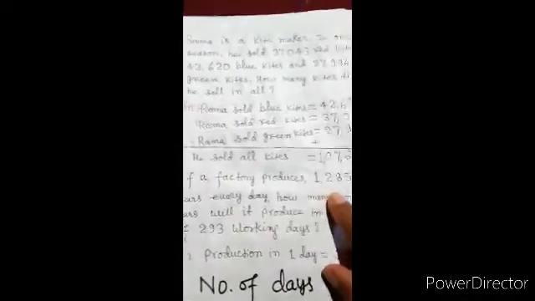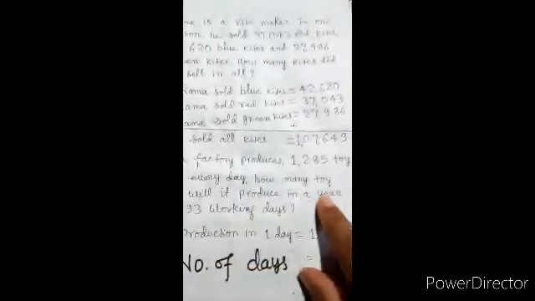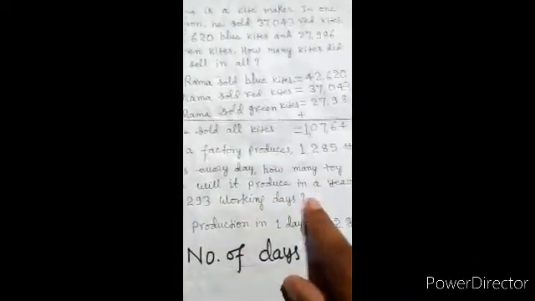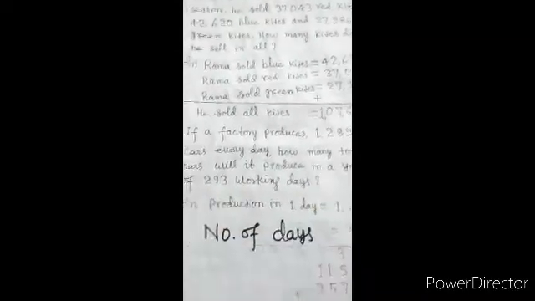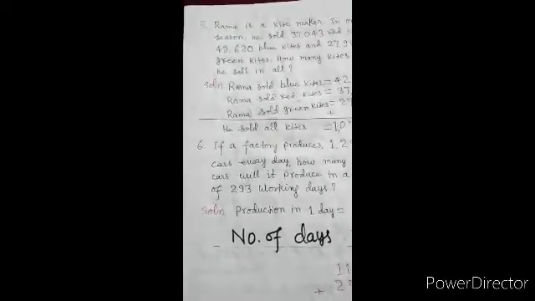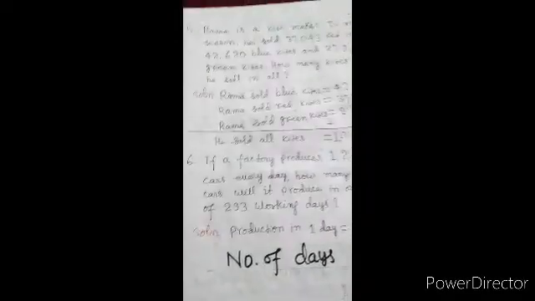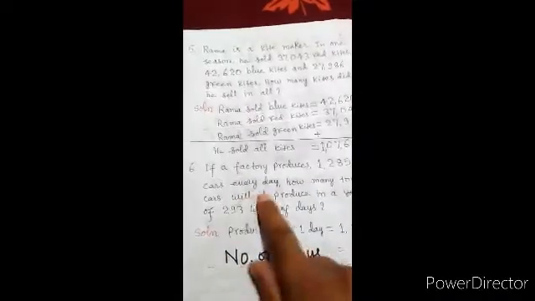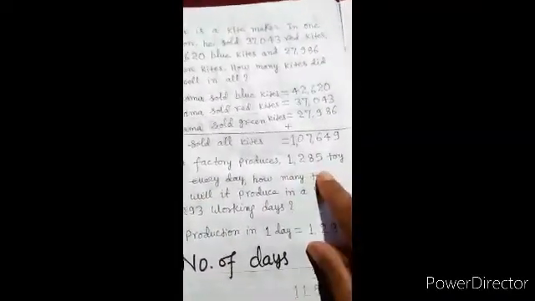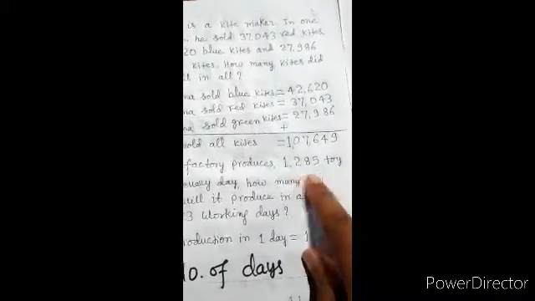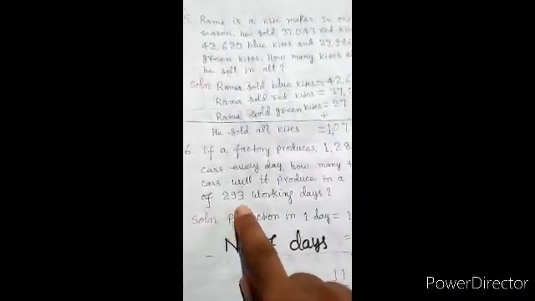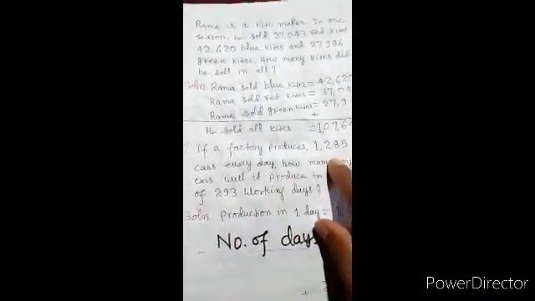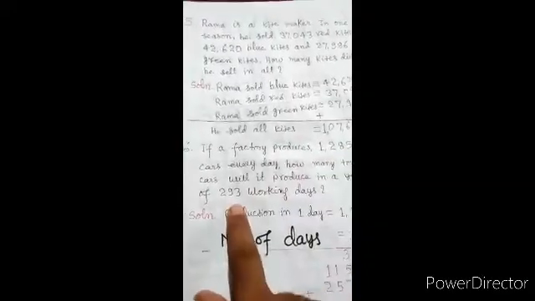If a factory produces 1285 toy cars every day, how many toy cars will it produce in a year of 293 working days? There are total working days, that is 293, and production in 1 day, every day. Produced car in 1 day is 1285, and we need to find production in 293 days. Here multiplication will be done. This number will be multiplied by this number.